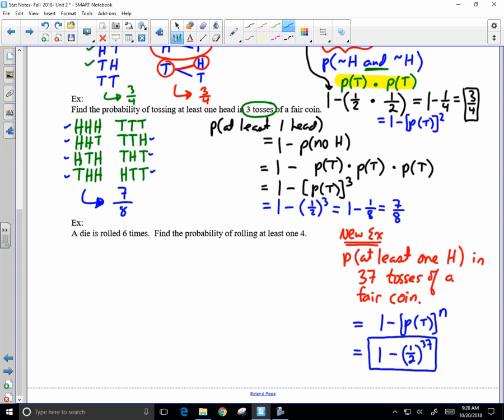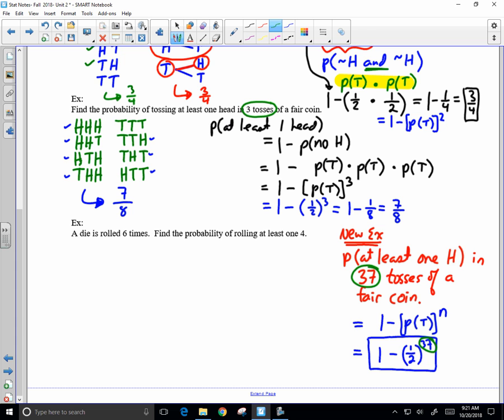For the exponent? Oh no, I designed the problem to have 37 tosses, so that would match. Yeah, if I said 50 tosses, the power would be 50. It's whatever it's stated.